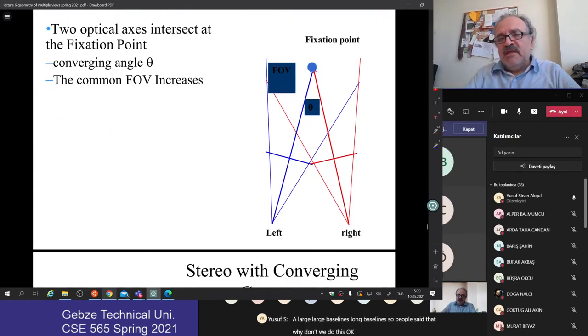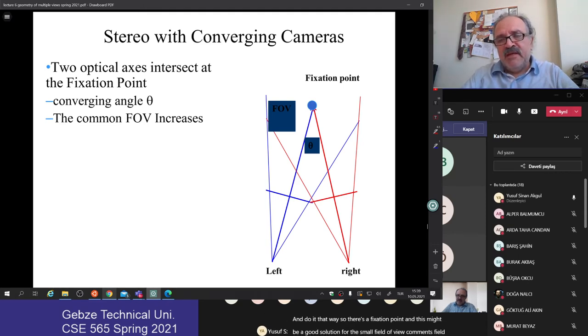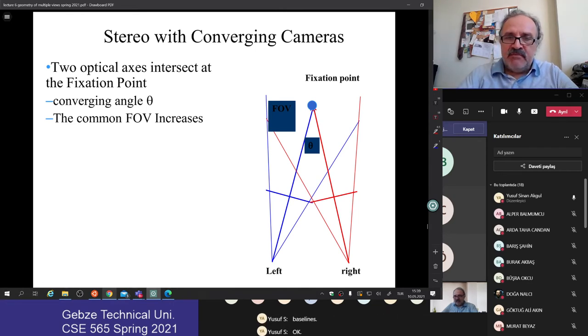So people said, why don't we do this? Instead of choosing parallel cameras, let's rotate the cameras a little bit towards each other. So there's a fixation point, and this might be a good solution for the small common field of view problem. Yeah, well, we could do this. But this is not going to solve the occlusion problems of the long baselines.